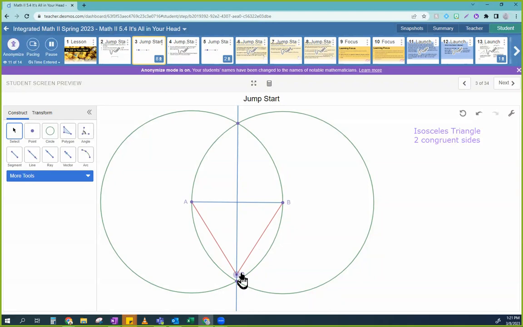That's basically what they're saying. No matter how I put this, it's going to remain congruent. Everybody okay with that? Very good. And that is how you construct an isosceles triangle.